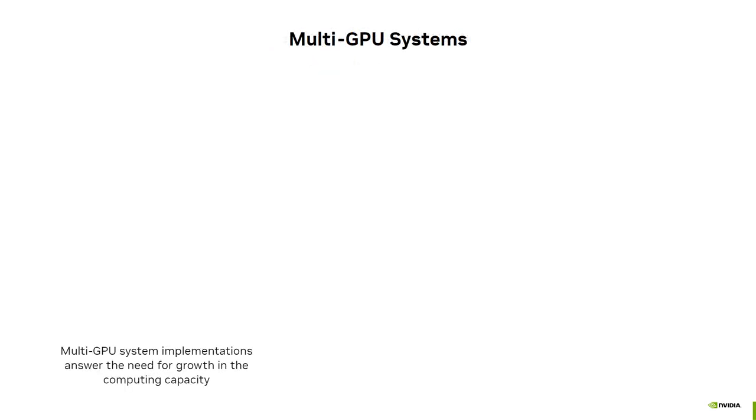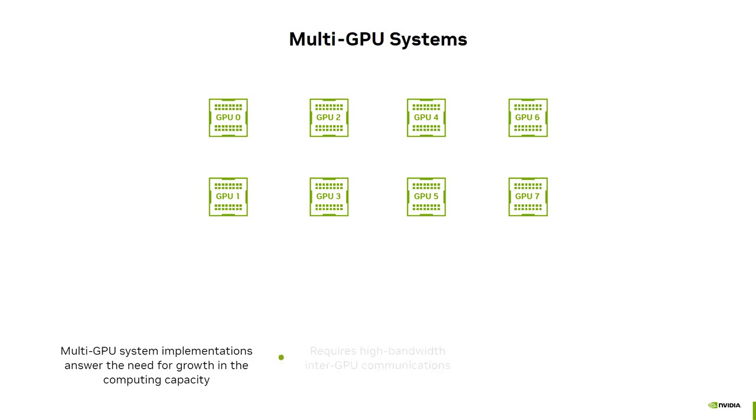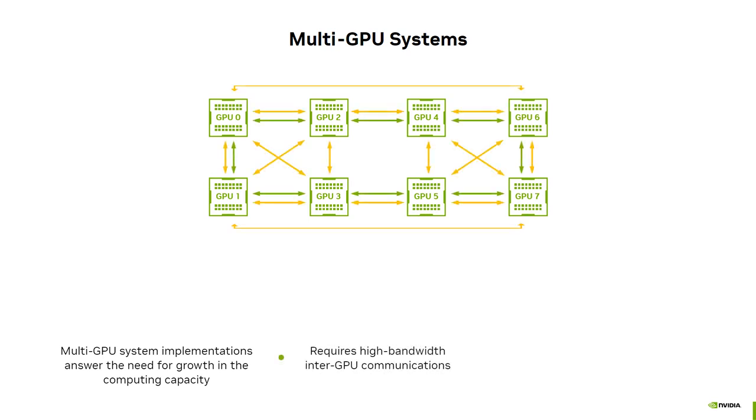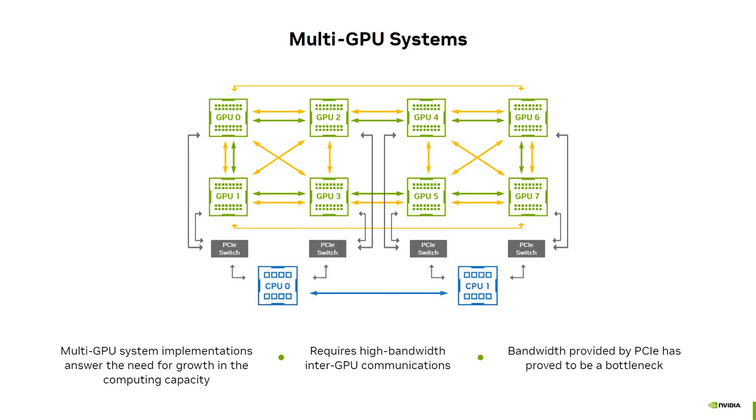As AI solutions become more complex, there is an exceptional growth in the computing capacity. To meet this challenge, developers have turned to multi-GPU system implementations. In multi-GPU systems, one of the keys to continued performance scaling is flexible, high-bandwidth communication between GPUs in the system. In traditional servers, this is accomplished by using PCIe. However, as workloads continue to get bigger and GPUs are able to churn through data faster, the bandwidth provided by PCIe has proved to be a bottleneck.